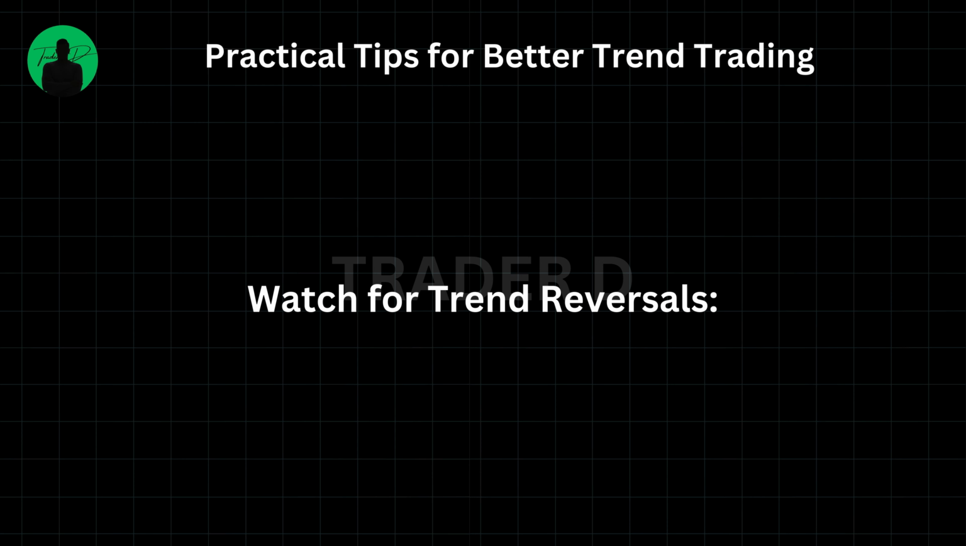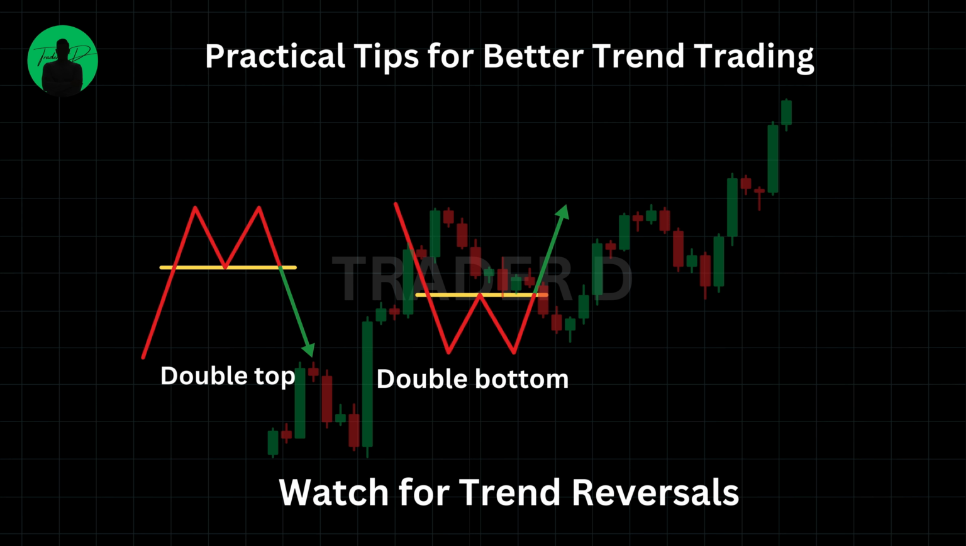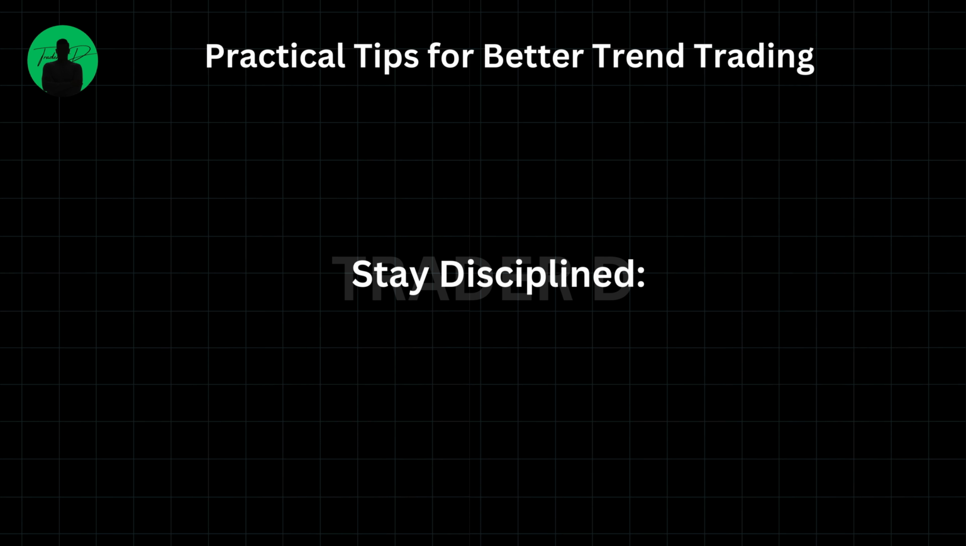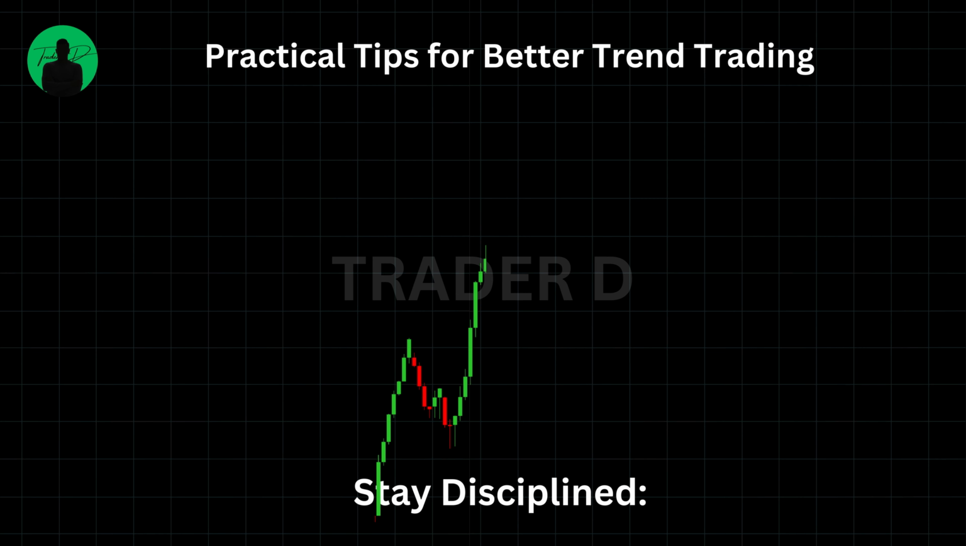Number 4. Watch for trend reversals. Trends don't last forever. Learn to recognize signs of reversal like double tops, double bottoms, or a break of key trend lines. If the trend shifts, adjust your strategy or sit on the sidelines until a new trend emerges. Number 5. Stay disciplined. Emotions are your biggest enemy in trading. Stick to your trading plan, avoid overtrading, and never chase the market. Discipline and consistency are what separate successful traders from the rest.